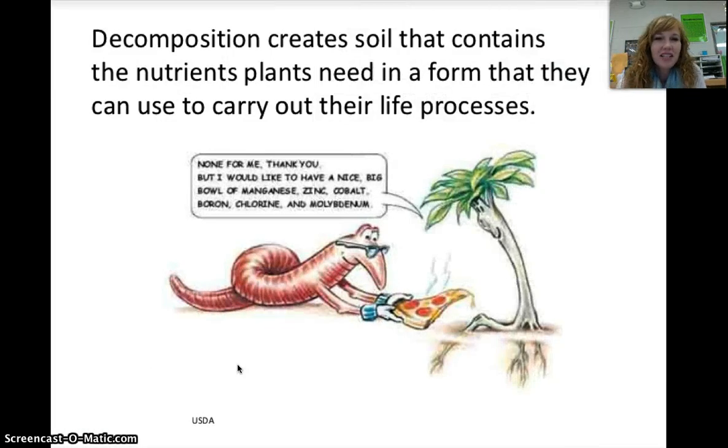This says decomposition creates soil that contains the nutrients that plants need in a form that they use to carry out their life processes, okay? They just can't have any nutrient, like here. Looks like Mr. Worm or centipede, or he's a worm, is offering the tree a piece of pizza. And he says, none for me, thank you, but I would like to have a nice big bowl of manganese, zinc, cobalt, boron, chlorine, and molybdenum. He doesn't like pizza. He needs nutrients specifically for him, and that's not a piece of pizza.